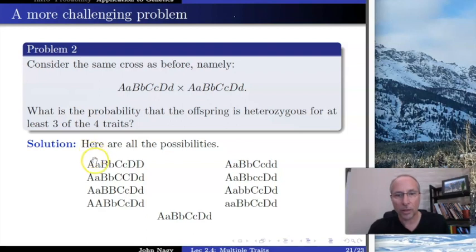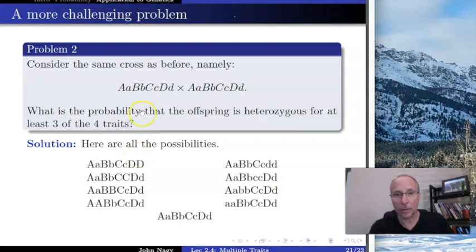So the probability of big A, little a is 1/2. What about this? Probability of big B, little b. Well, it's the exact same problem, except we're using B instead of A. So this is also 1/2. Same thing here, except we're using C instead of B or A. That's also 1/2.